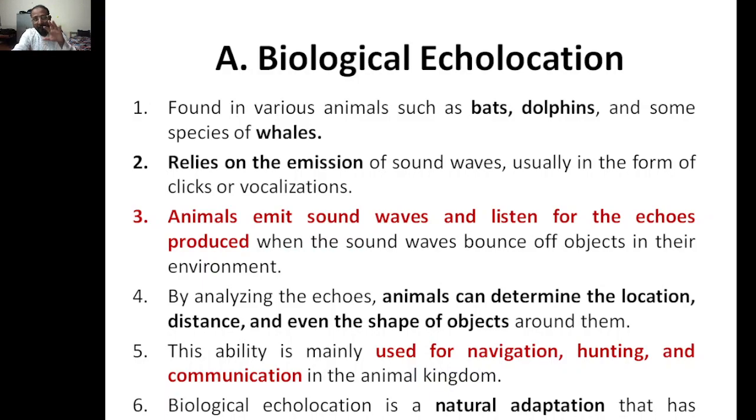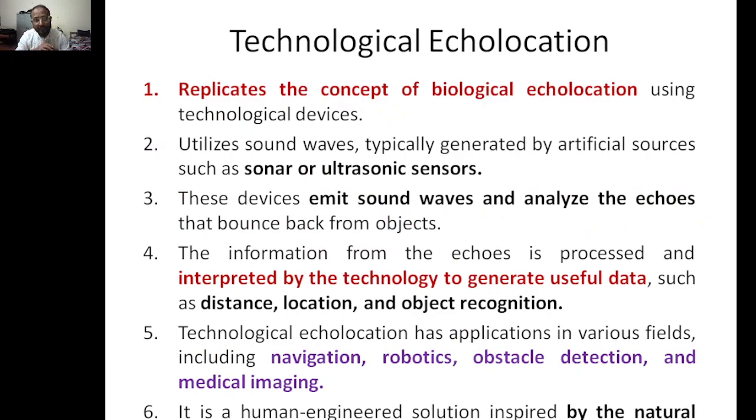So this is about biological echolocation. Technological echolocation: the first point is that it replicates the concept of biological echolocation. Whatever biological echolocation is, you replicate it and make a device or a mechanism out of it. Second, it utilizes sound waves typically generated by artificial sources such as sonar or ultrasonic sensors. These devices emit sound waves and then analyze the echoes coming from the object after hitting.